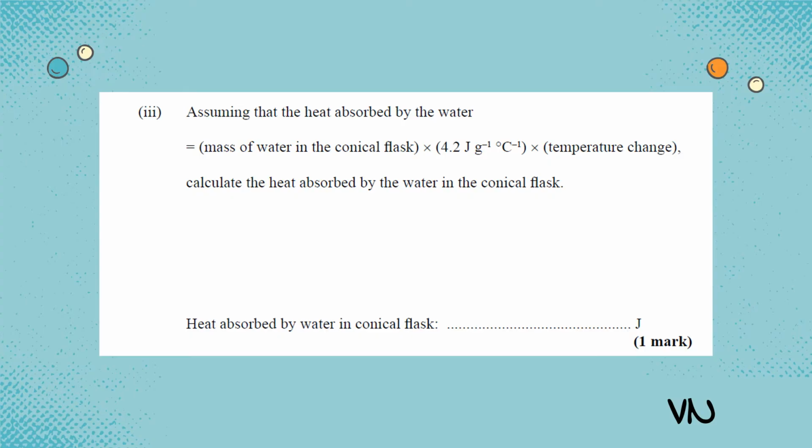So working this through here, we're going to have 201 grams multiplied by 4.2 joules per gram per degree Celsius, multiplied by 12 degrees Celsius. Working that through, you should have an answer of 10,130.4 joules.